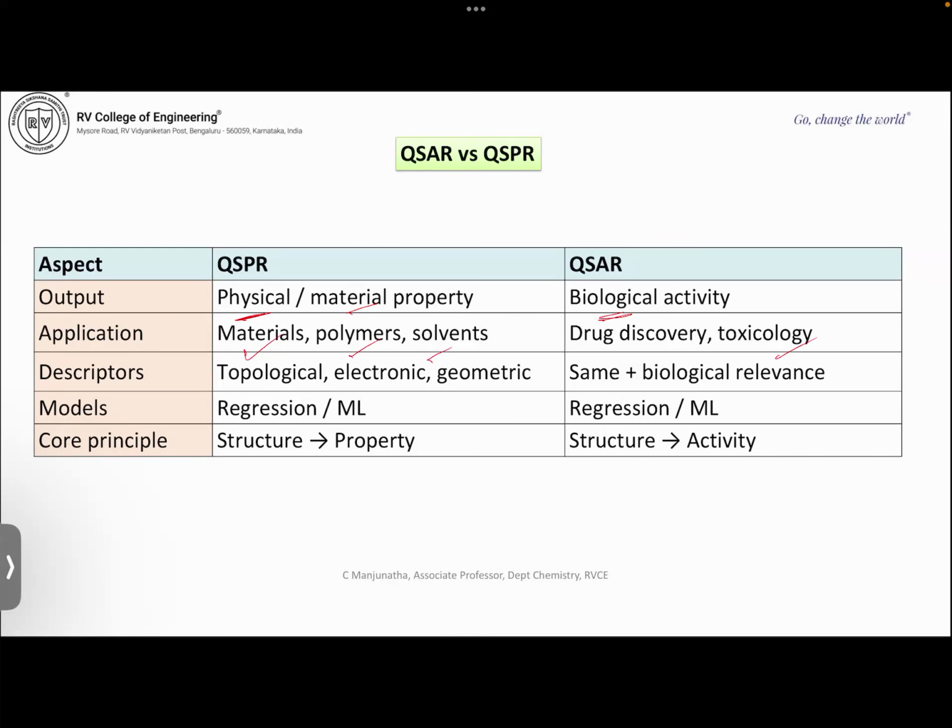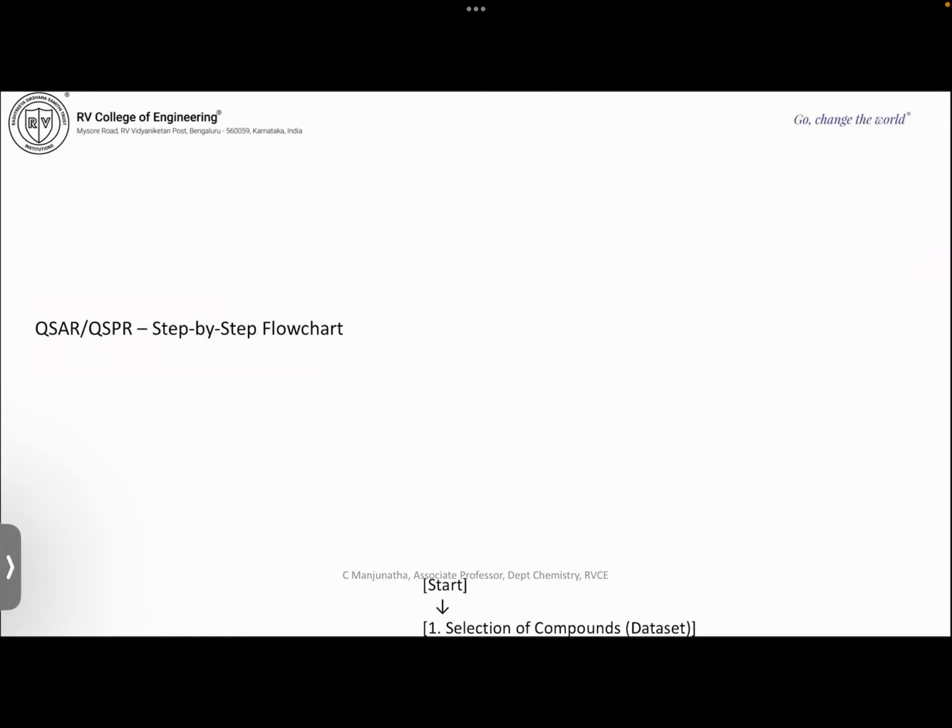So in QSPR, we use topological indices, electronic configurations, and geometric configurations of the material in order to predict the physical properties. In QSAR, along with these topological, electronic, and geometric descriptors, we also use biological ones to understand biological activity. Models are regression or machine learning in both cases. The core principle in QSPR is structure and property, and in QSAR the core principle is structure and activity.